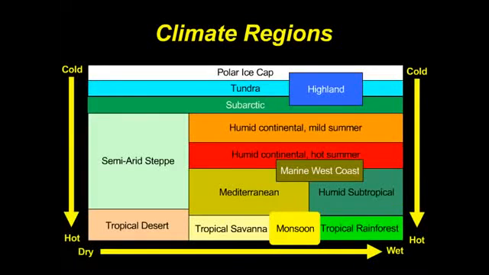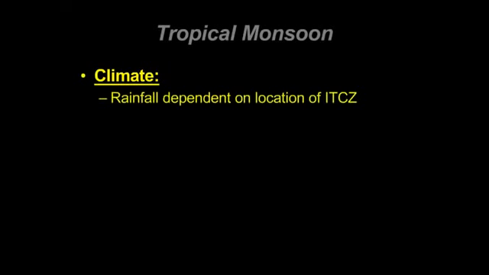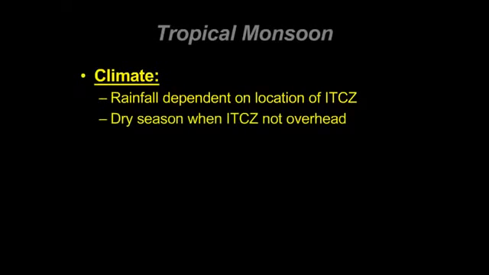Returning to our climate region schematic, tropical monsoons are not as hot as tropical rainforests, but they are definitely quite wet. Earlier when I mentioned the tropical rainforest climate, I highlighted the fact that the ITCZ is around the entire year. That differs when we look at a tropical monsoon climate because the ITCZ moves, and so the amount of rainfall that affects a tropical monsoon area is dependent on the location of the ITCZ.